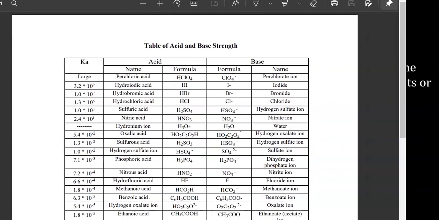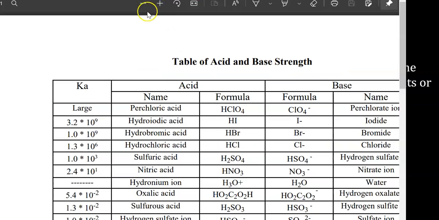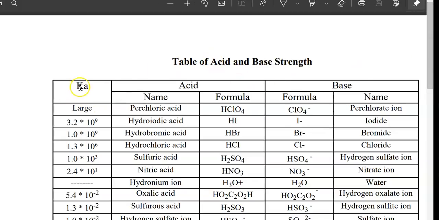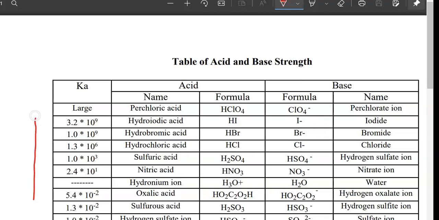Well, we go to this acid-base table, if you're given one. Maybe you'll just be given the values. This is an acid-base strength chart, and it's based on Ka. So Ka tells you the strength of the acid, how strong of an acid it is. And the larger the Ka, the stronger the acid. So we have the stronger acids near the top here. So these are stronger acids because they have larger Ka values.